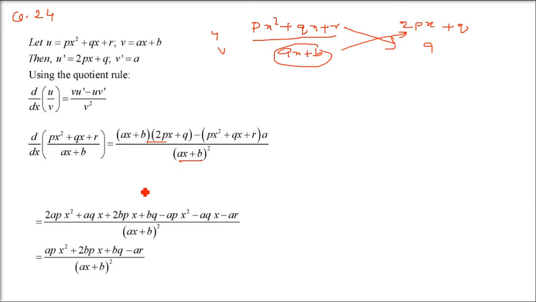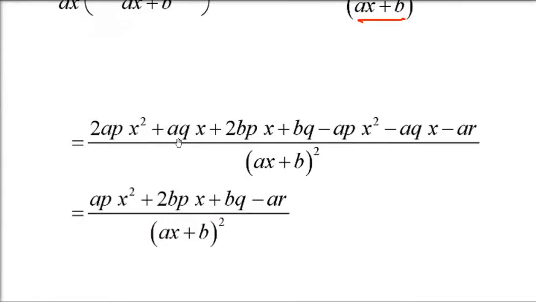Now I want you to multiply each and every term. When you do the proper multiplication, you'll get something like this. And when you get this, 2apx² minus apx² will be apx². And then aqx, you can cancel it out. They will be cancelled. Then we have 2bpx, it will remain like this, and then bq minus ar.